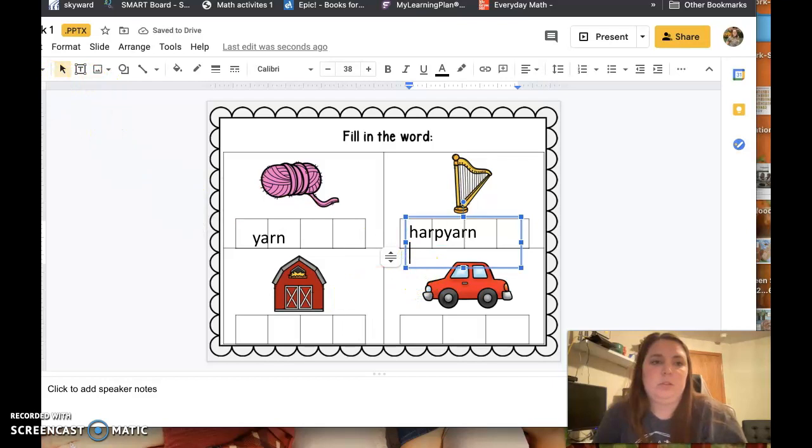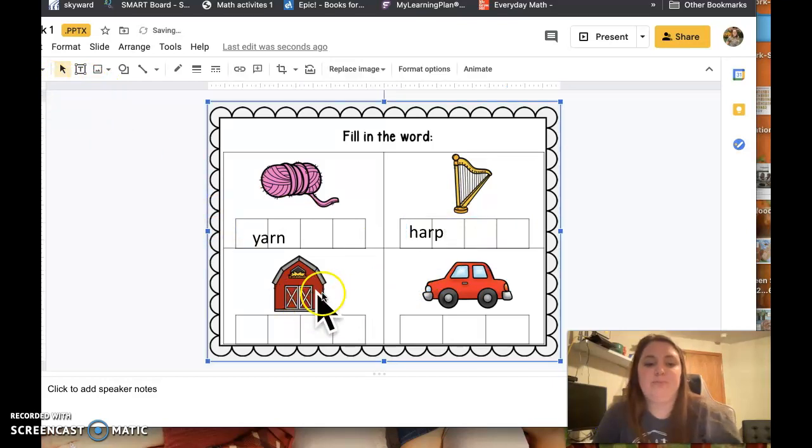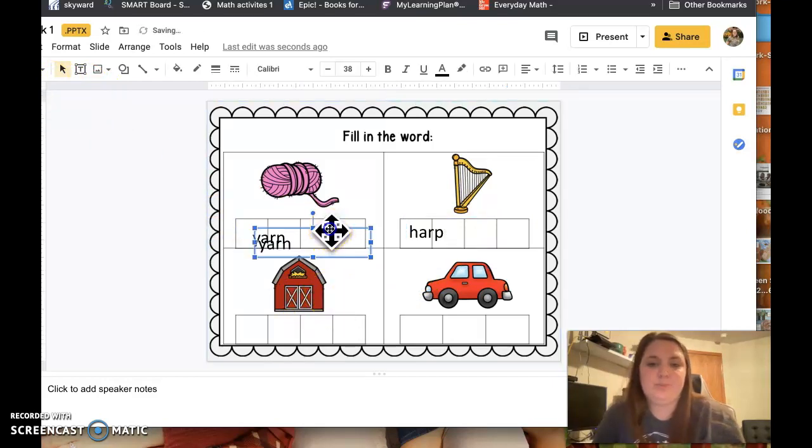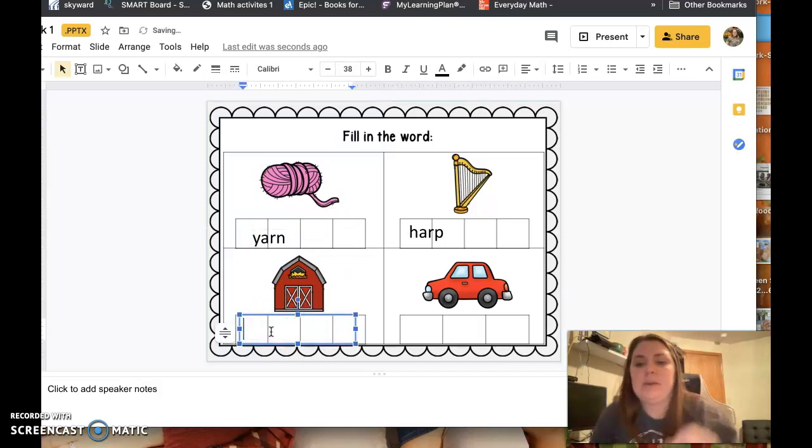All right, what's this next picture of? Oops. What's this next picture of? Right there. What is that? That is a barn. Let's tap it. B-R-N. Barn. All right, what's my first sound? B. B. My second sound is R. What says R? A-R. And my last sound is N. What says N? N.